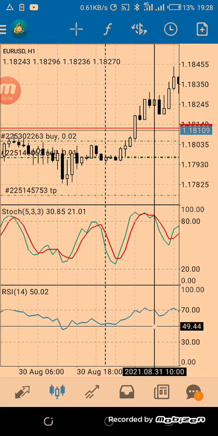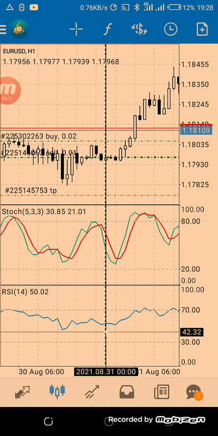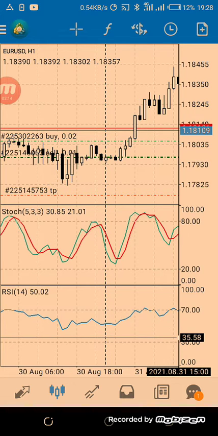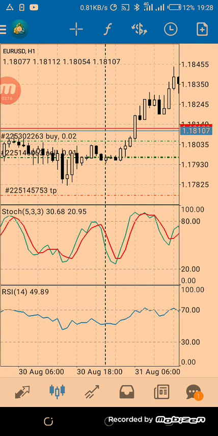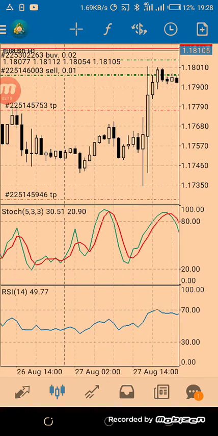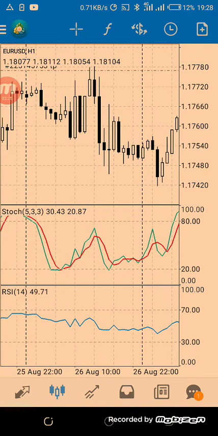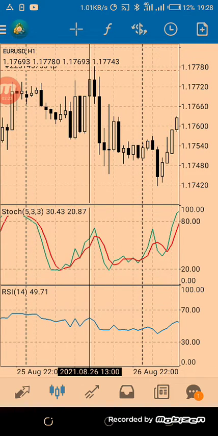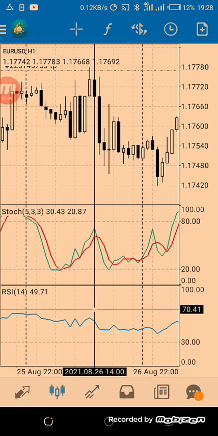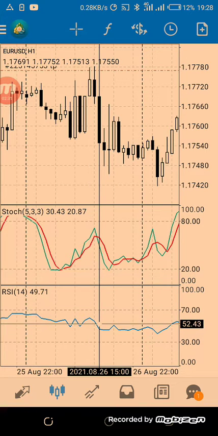Now let's check for sell. Let's see when it's below the 50%. Let me click on my crosshair again. I just want 50. Let me say 50 now.